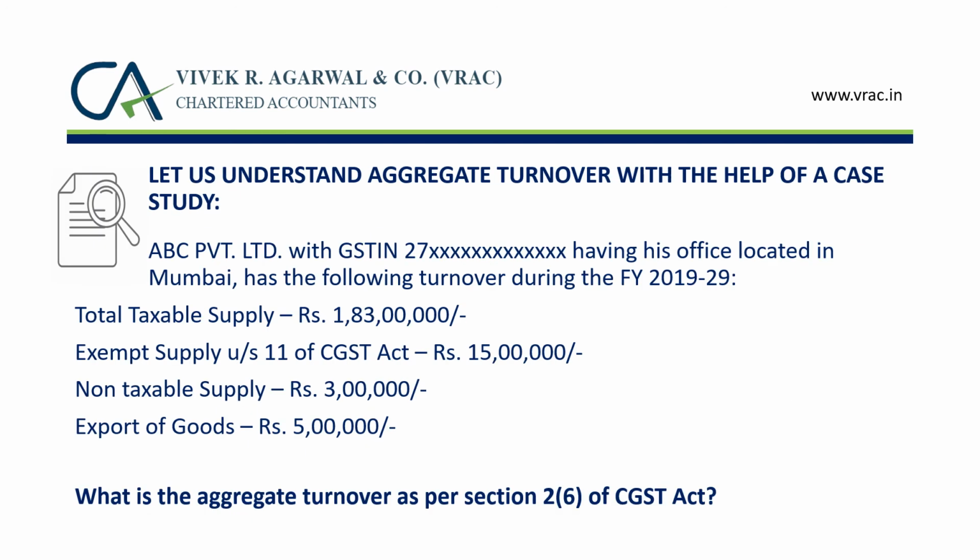To summarize, aggregate turnover is the total of: 1. Taxable supply including interstate supply. 2. Exempt supply which comprises of nil-rated supply, supply exempted by way of notification and non-taxable supply. 3. Export of goods. And 4. Export of services. Here we have one easy case study on computation of aggregate turnover. Hope this case study would be useful.